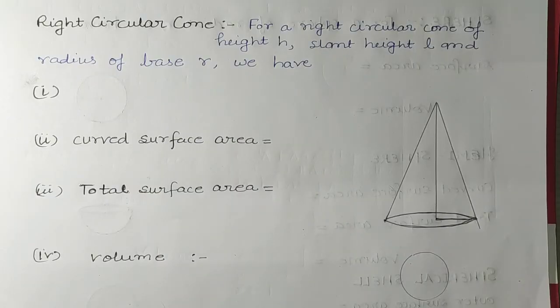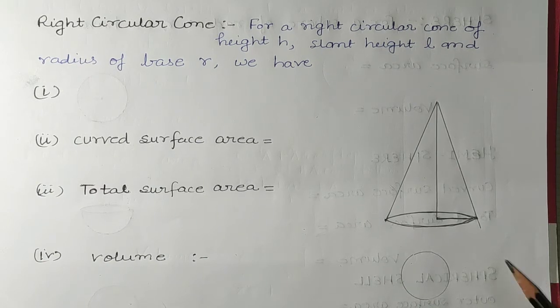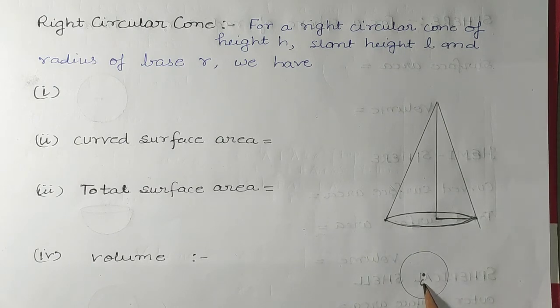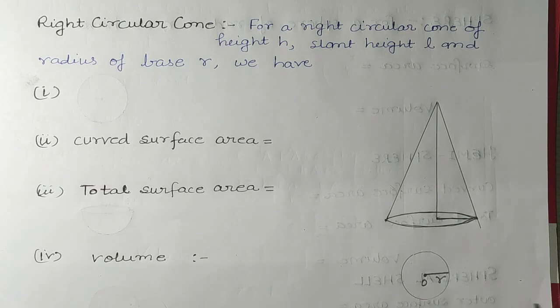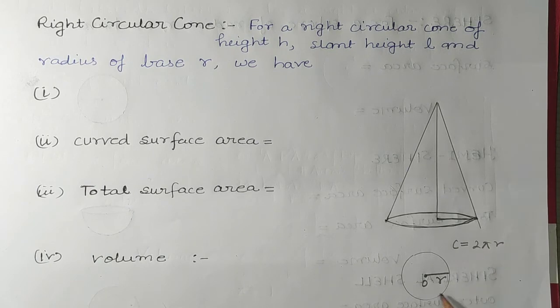Coming to our next solid, that is the right circular cone. What can be the example of a right circular cone? A birthday cap or an ice cream cone can be examples. Here I have made the figure also. This is a cone whose base is in the form of a circle, whose center is O and radius is R. As I have told you previously, the circumference of this circle is 2 pi r, and its area is pi r square.